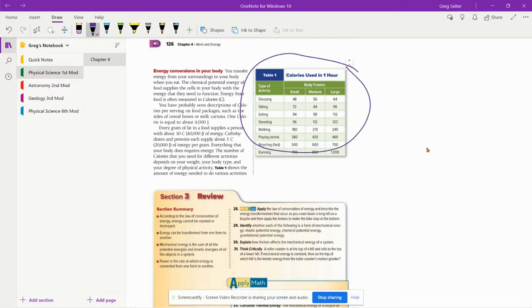Remember, though, the transfer of energy. Energy cannot be created or destroyed. It's transferred from one object to another or from one system to another. Energy is always conserved, always.